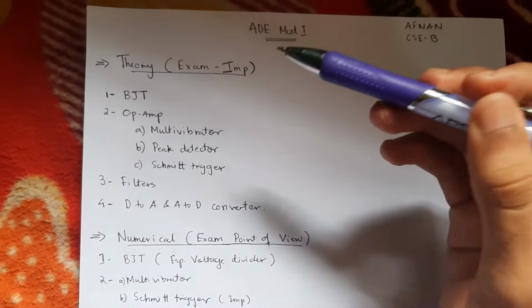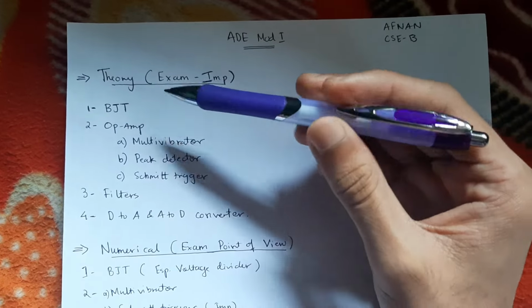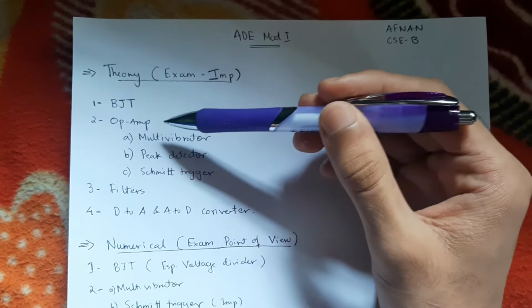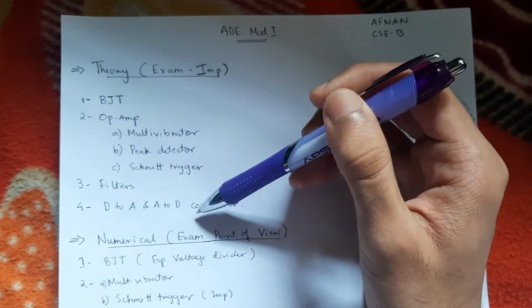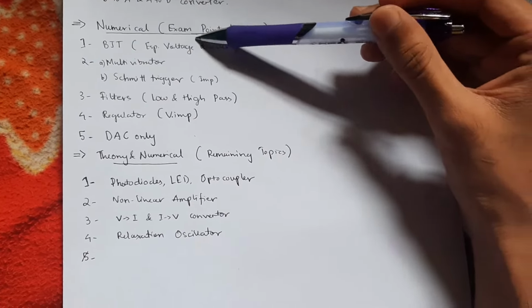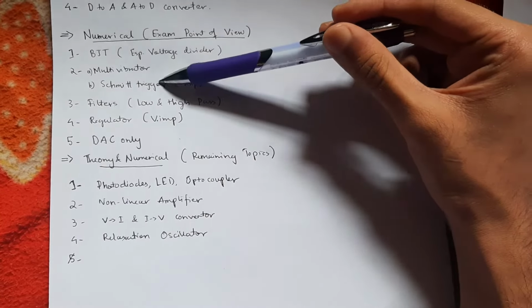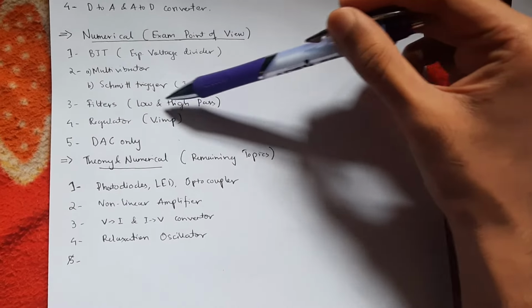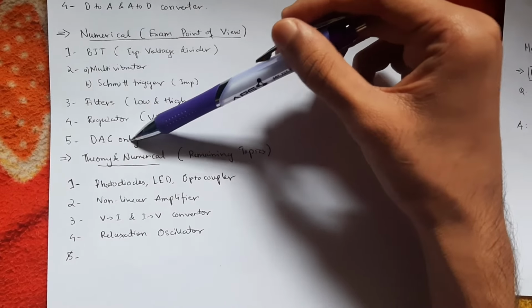In the exam, the theory portion will be based on BJT and op-amp. It has 3 sections: filters, and A to D and D to A converters. Second, numericals are asked from BJT, especially voltage divider, and these topics: multivibrator, Schmitt trigger, filters, low and high pass, regulator, very important, and digital to analog converter only.